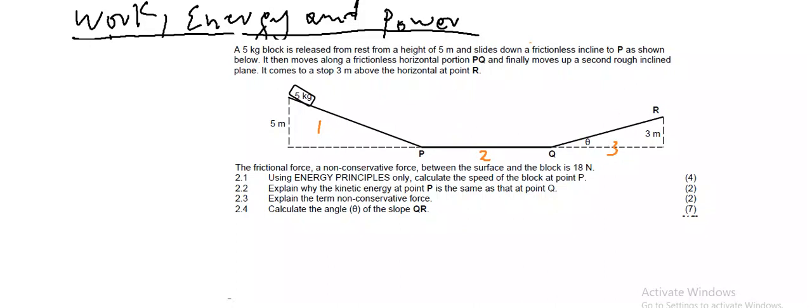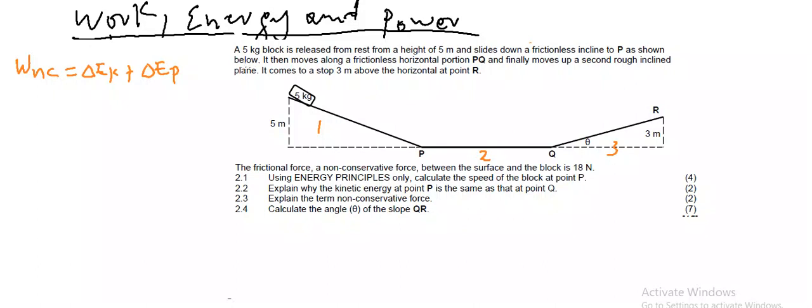But let's remember that when we calculate for an incline, let's try to use work done by non-conservative force. Work done by non-conservative force, the formula is EK plus change in EP. So that is the formula for us. Then our steps: we said you first draw the free body diagram, which means we will draw a free body diagram for each path.